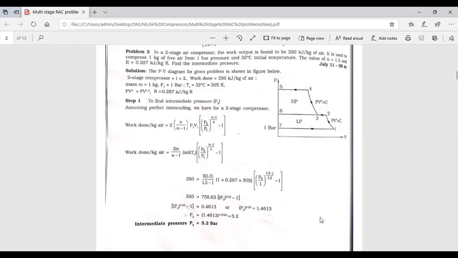In this problem, by knowing the work done, how are you going to calculate the intermediate pressure? What is your intermediate pressure?